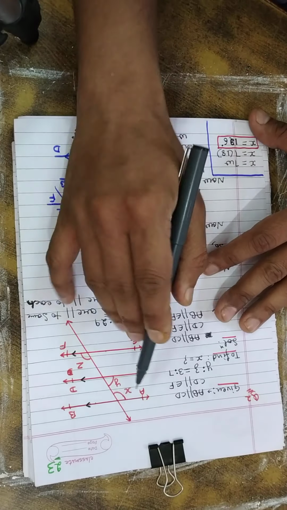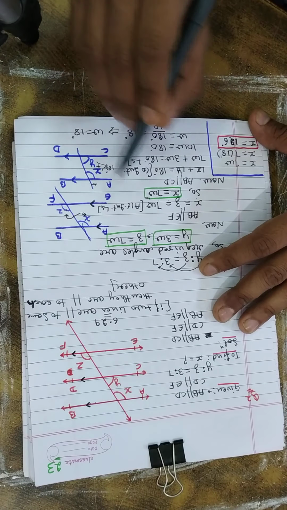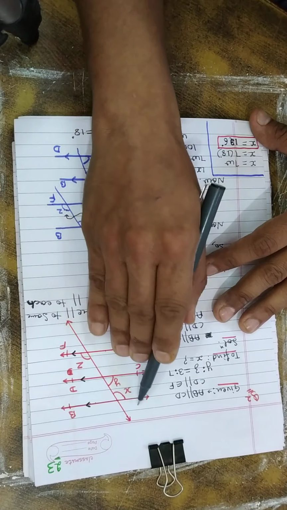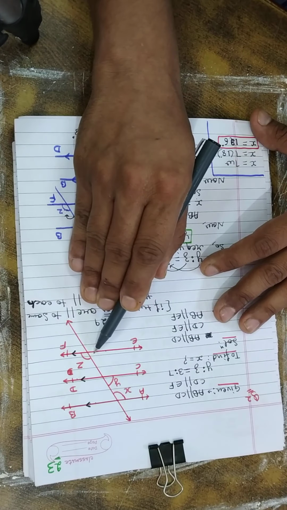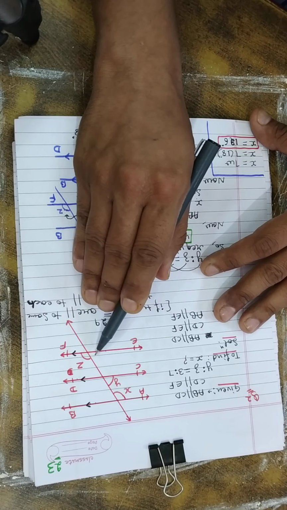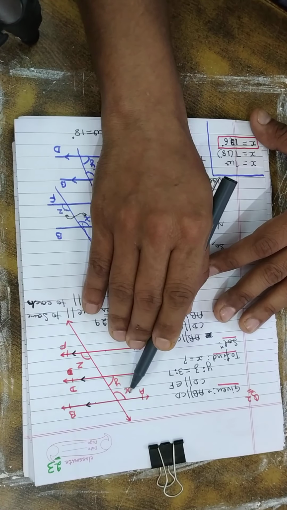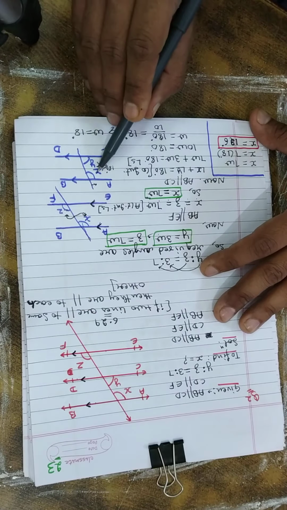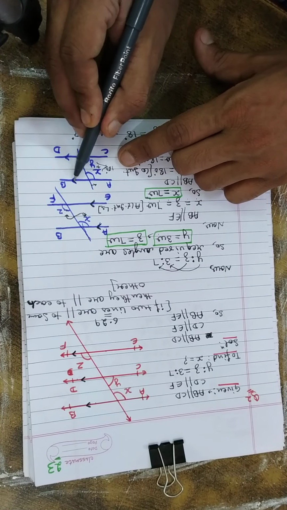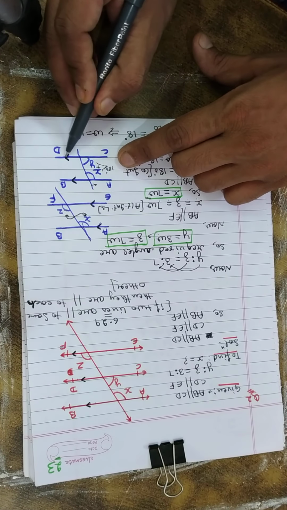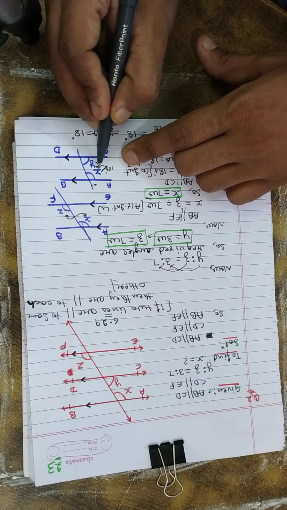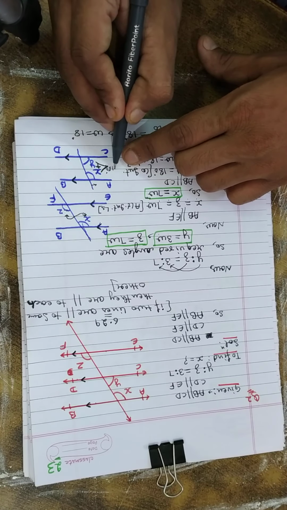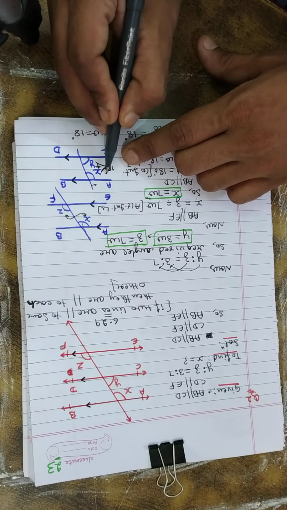Now again the two lines, AB line and CD line, a separate diagram. AB line and CD both are parallel to each other. And this is again a transversal. What angles are there? One is x, second is y. We know that if two lines are parallel to each other, and this is a transversal, then the sum of the co-interior angles is 180 degree.